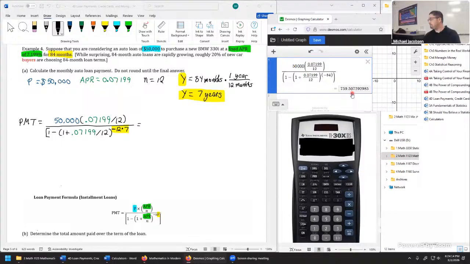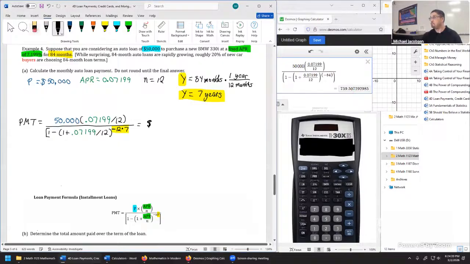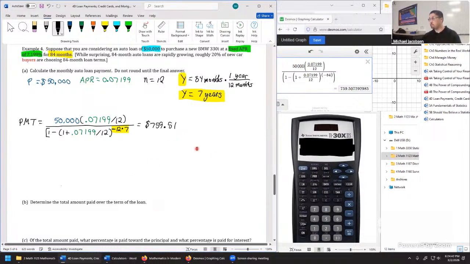Okay, so after throwing it into this calculator here, I've got $759 and 51 cents after rounding to the nearest cent. How does that look to everyone so far? Are folks getting to about that number? Okay, again, if you can get right here rounded to 51 cents, then you're in great shape for MyLab.